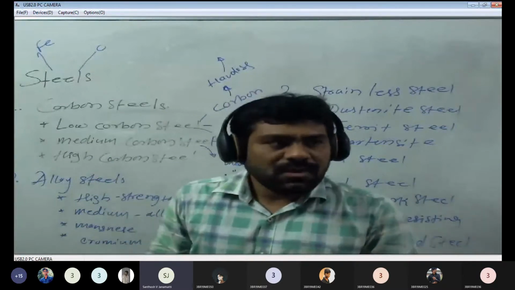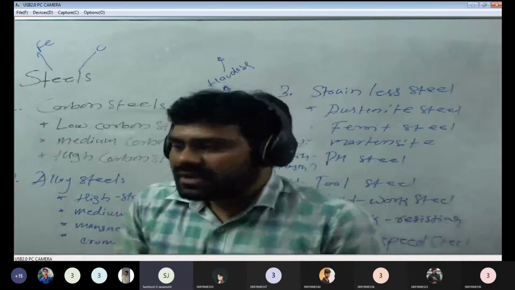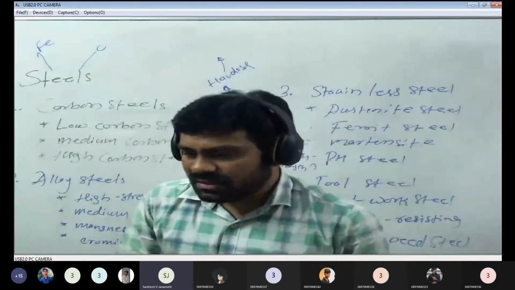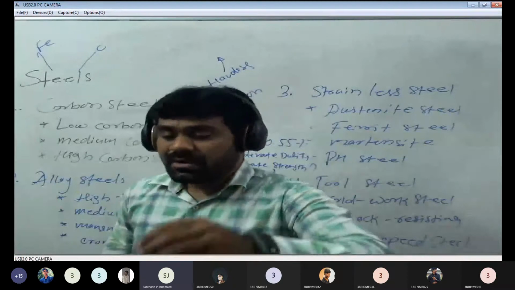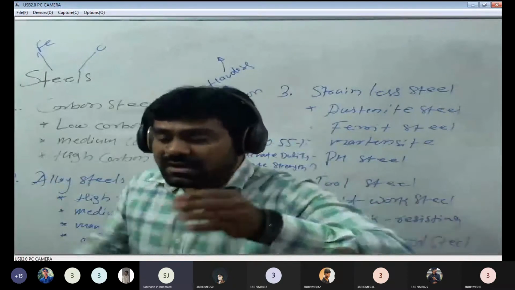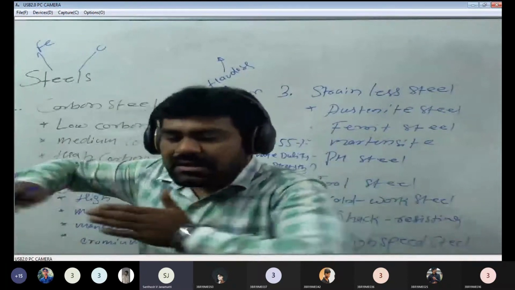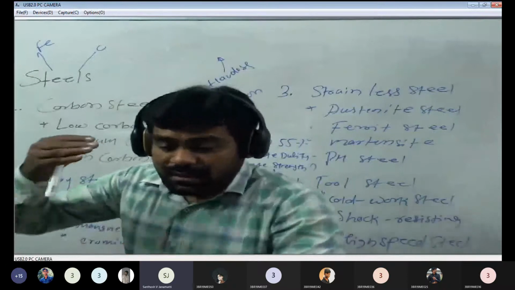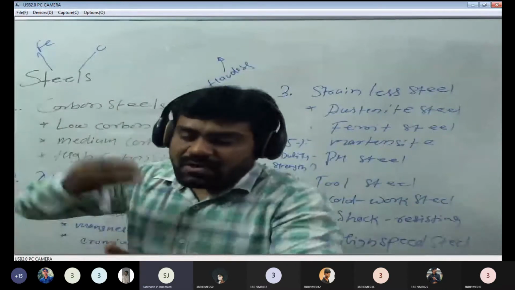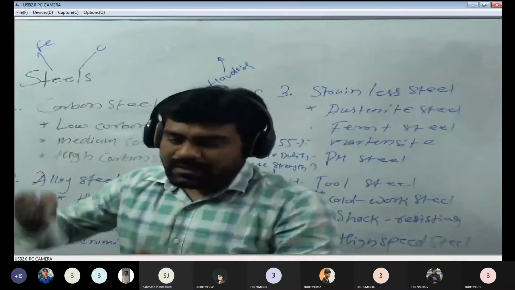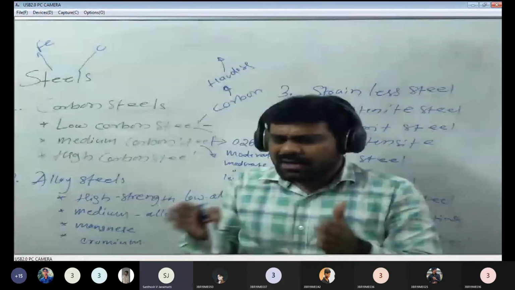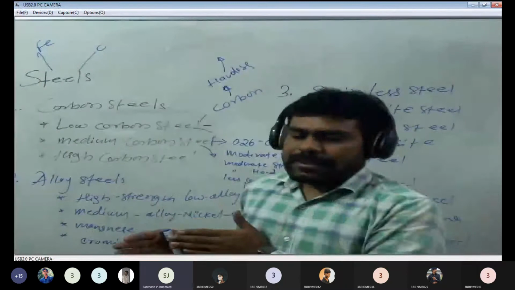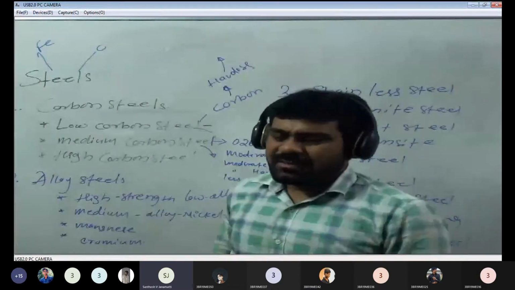Machining means removing the unwanted materials. That is what machining is: the process of removing the unwanted materials by using tools. While we use the tools, the material is easily removed in the form of chips. Then only we can get the correct, exact dimensional finished product. Otherwise, there will be difficulty.